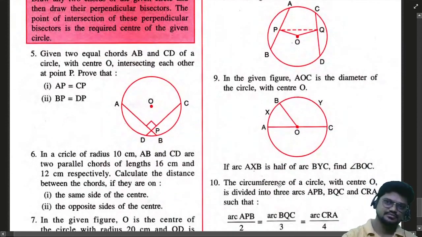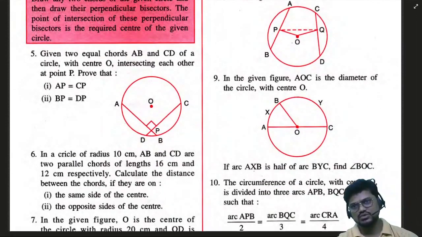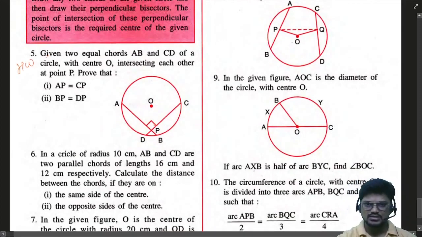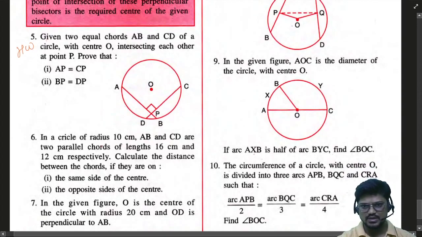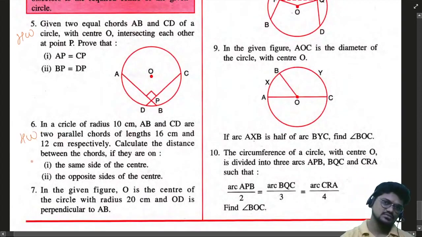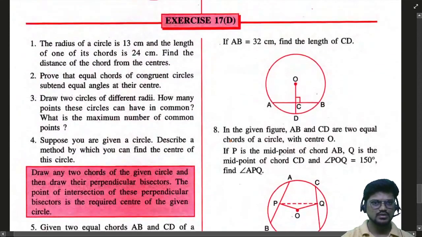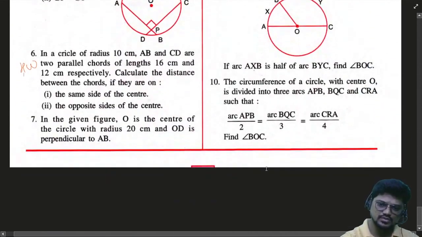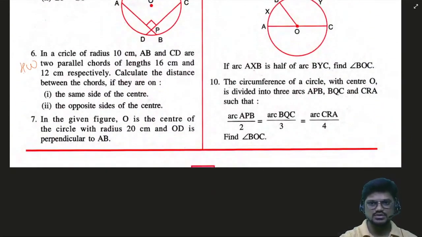The next question is almost similar to the one we have done previously, so we'll not be solving this. In a circle of radius 10 centimeter, AB and CD are two parallel chords. Calculate the distance between the chords if they are on the same side. This question was also solved in the previous exercise. In the given figure, O is the center of the circle and OD is perpendicular to AB. If AB is given, find the length of CD. Chalo, please start solving question number 7.